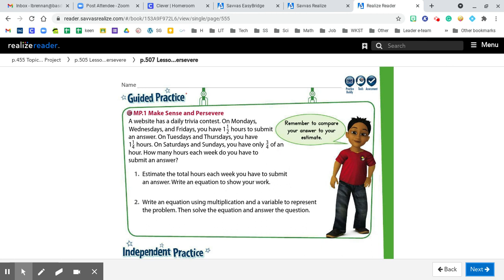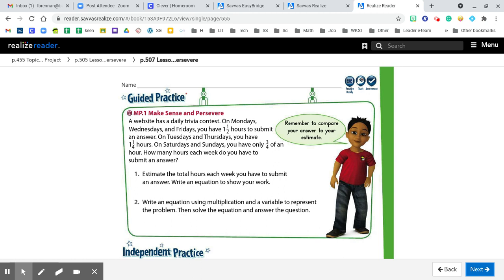Okay. So a website has a daily trivia contest on Mondays, Wednesdays, and Fridays. You have 1.5 hours to submit the answer. On Tuesdays and Thursdays, you have 1.25 hours. On Saturdays and Sundays, you have only 3/4 of an hour. How many hours each week do you have to submit an answer? Estimate the total hours each week you have to submit an answer. Write an equation to show your work. Write an equation using multiplication and a variable to represent the problem. Then solve the equation and answer the question.